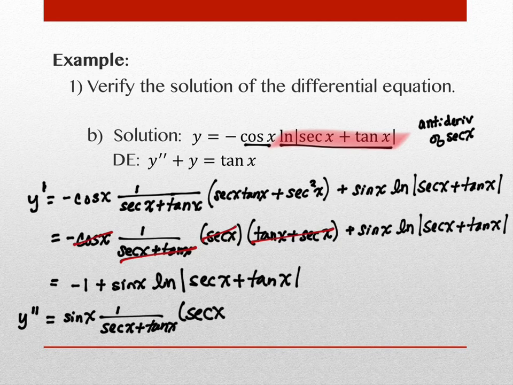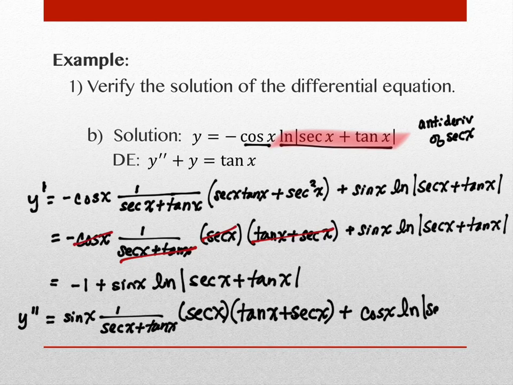Can I just write it as the factored version? Are you guys okay with that? It's the factored version that I wrote down. And then plus, and then I need the derivative of sine x. So what's the derivative of sine of x? Cosine of x. And then the second part rewritten, which is the natural log of the absolute value of secant x plus tangent x.